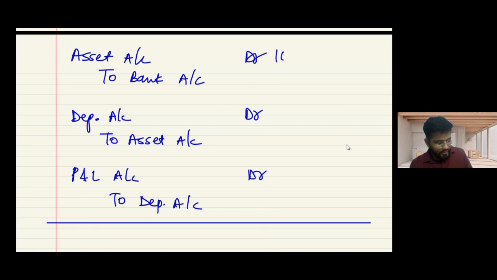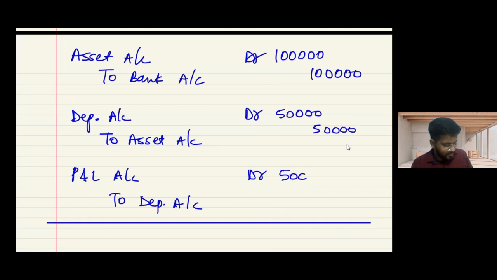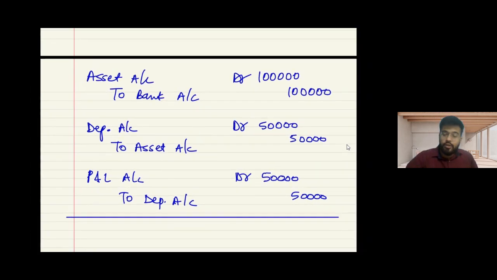So in our example, the asset was purchased for 1 lakh. So bank 1 lakh being credited. Depreciation for the first year was charged as 50,000. So the asset account will be credited by 50,000 and depreciation will be debited by 50,000. And then depreciation will finally be transferred to the P&L account for 50,000 rupees. That was the traditional practice which I was doing earlier.